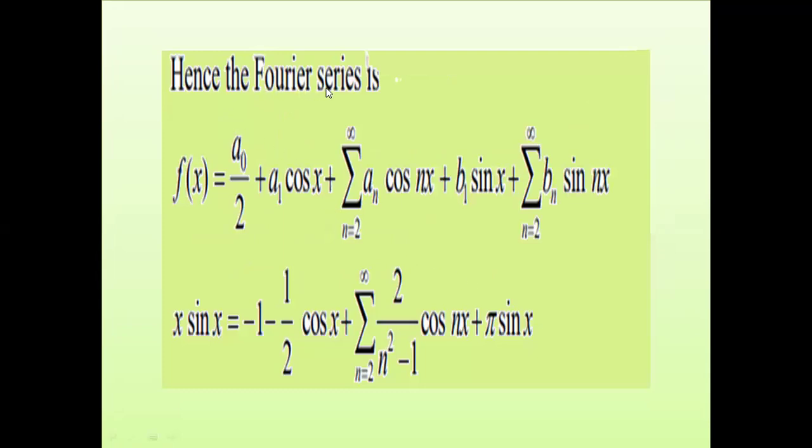Then finally you substitute the answers into the Fourier series: a naught by 2 plus a1 cos x plus summation an cos nx, plus b1 sin x plus summation n is equal to 2 to infinity bn sin nx. You have to apply there. Finally, f of x, the value is x sin x, is equal to minus 1 upon 2 cos x plus summation n is equal to 2 to infinity 2 upon (n square minus 1) cos nx plus pi of sin x. This is the final answer for f of x.